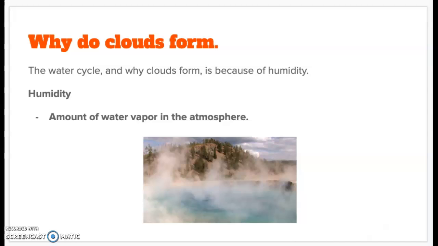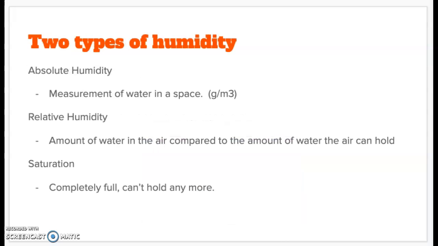A lot of why the water cycle happens and how clouds form is because of humidity. And humidity is simply the amount of water vapor in the atmosphere. So the air you're breathing right now, you can look through, see any air. That air holds a certain amount of water vapor. That amount of water vapor is its humidity. Okay. There are a couple types of humidity.